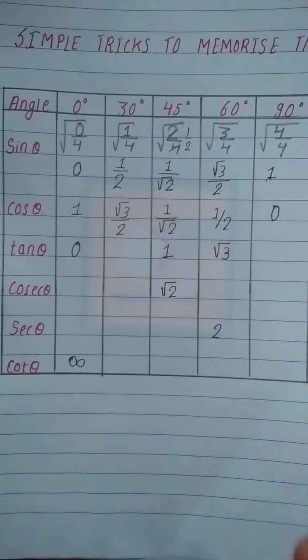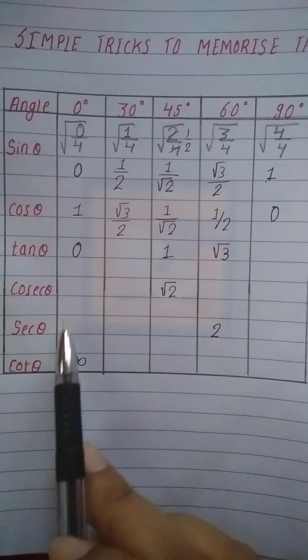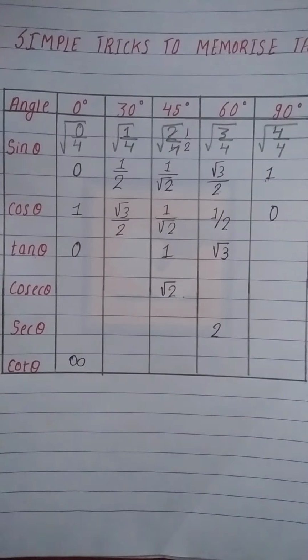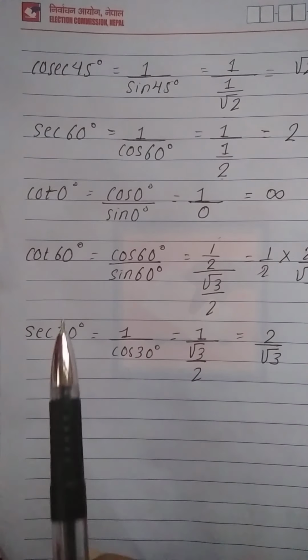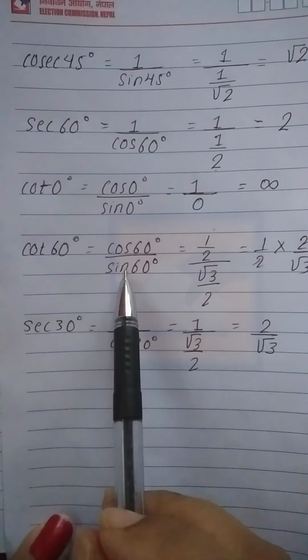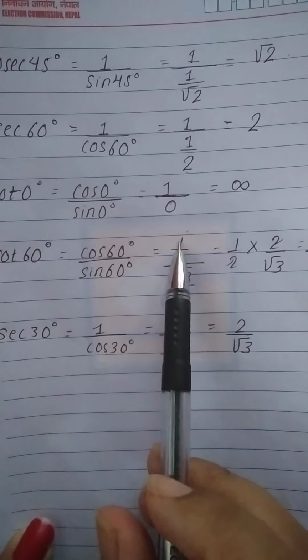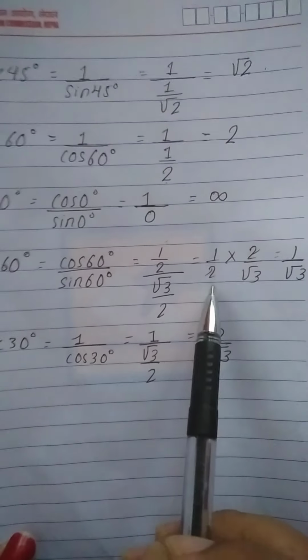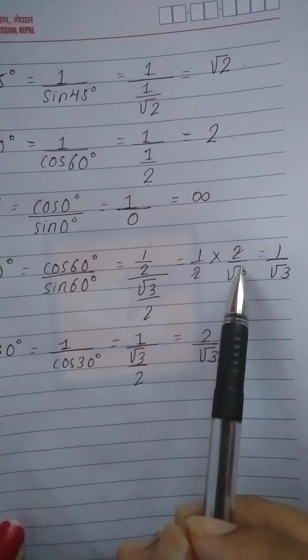So by using all these formulas, you can easily fill all the gaps. I'll show you two more examples. You can see cot 60 also. Cot 60 means cos 60 by sine 60. Cos 60 means 1 by 2. Sine 60 means root 3 by 2, which is 1 by 2 into 2 upon root 3.